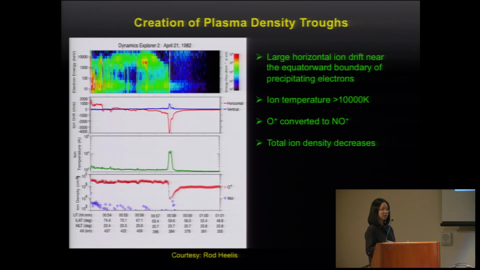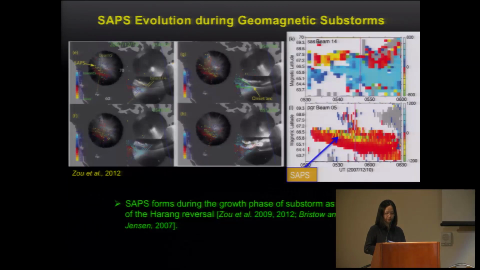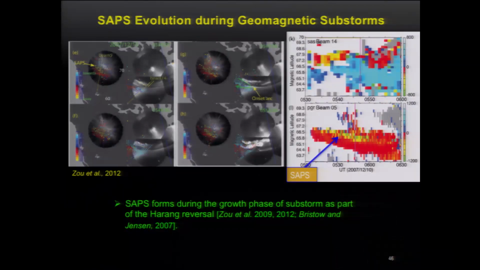So it's less efficient. It's a very interesting negative feedback loop there. Okay, now I'm going to talk a little bit about the evolution of the SAPS during geomagnetic substorms, still one of my favorite topics. What I did here is I superposed the SuperDARN line-of-sight velocities on top of the THEMIS all-sky imagers. I think the sequence goes from here to here, and then this is where the substorm onset happens.